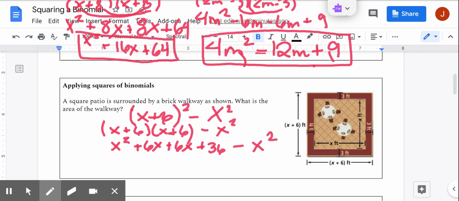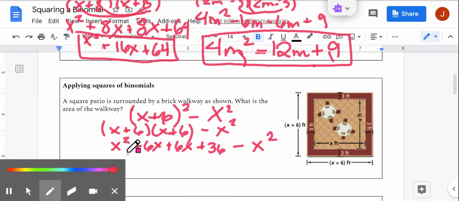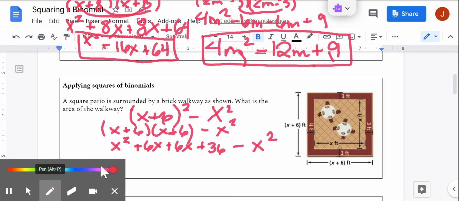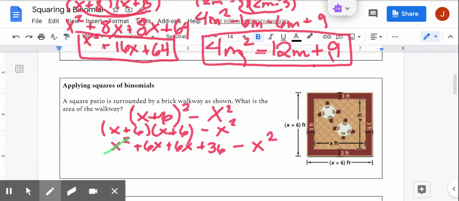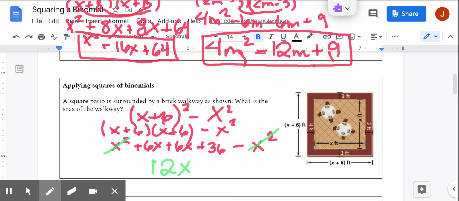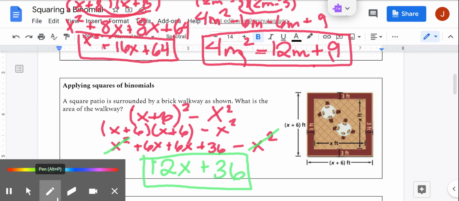Now I can combine like terms. In this case, we have x squared and we have minus x squared. So those like terms are going to end up canceling out here. So those x squared terms cancel out, and I am left with 6x plus 6x, which is 12x, plus 36. So my final simplified expression is 12x plus 36.